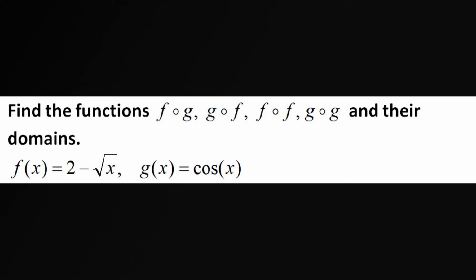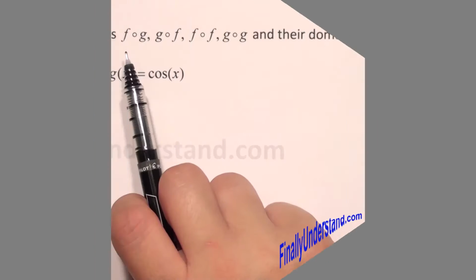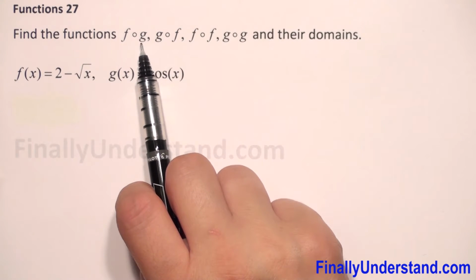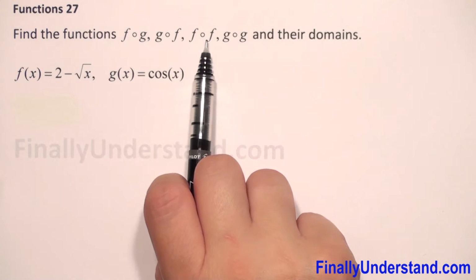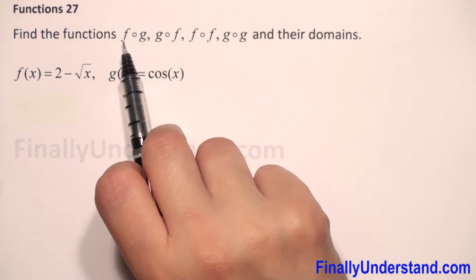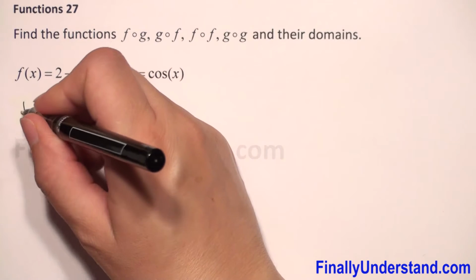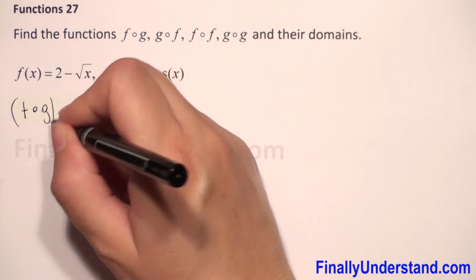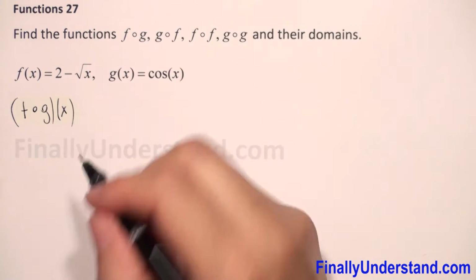We have given two functions f and g, and we have to find their compositions: f of g, g of f, f of f, and g of g. So first we have f of g. Let me write this. We have f of g of x.